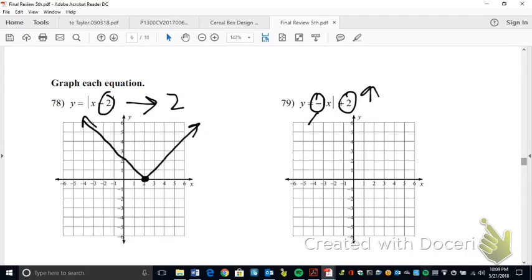Now, 79 is a little tricky. That plus 2 on the outside moves it up 2 units. That negative outside the absolute value actually flips the graph upside down. So it's going to look something like this.